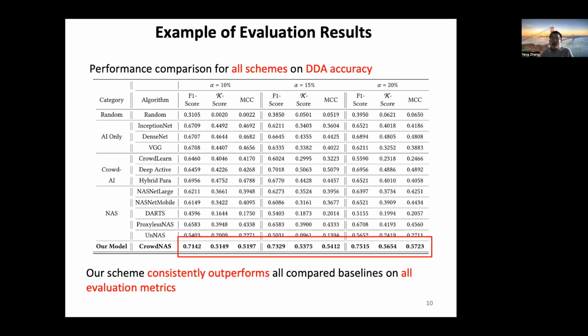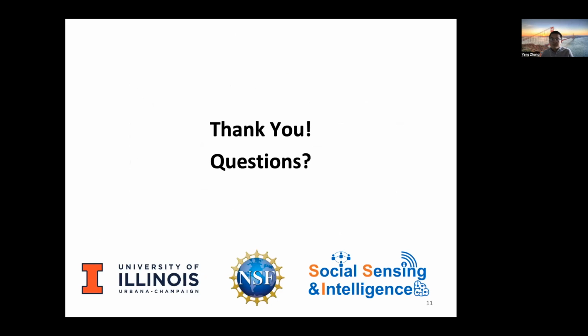Here, we observe that our scheme consistently outperforms all compared baselines on all evaluation metrics by achieving the best data classification accuracy. In particular, the performance gain of our CrowdNAS over the compared baselines mainly comes from the fact that we developed a crowd-guided neural architecture searching system, which effectively identifies the optimal neural network architectures in the design space to reduce the bias and errors compared to the baselines designed by AI experts by leveraging this imperfect crowd input. That concludes my presentation.